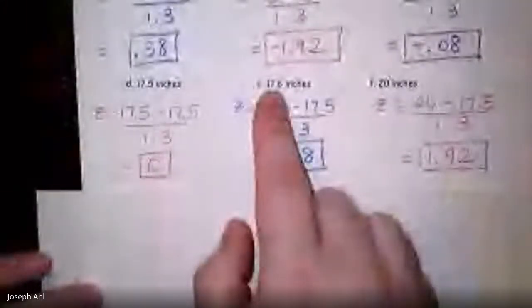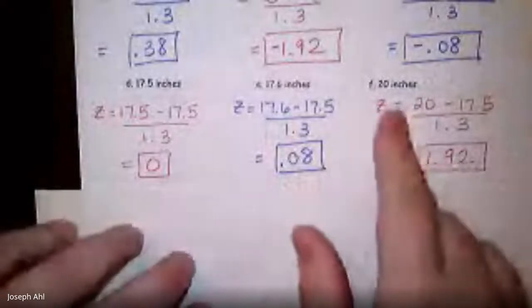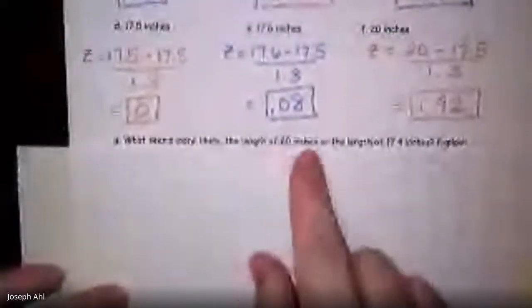Notice how when you're 1/10 of an inch bigger than the mean, the z-score sort of matches this negative z-score up here. And that makes sense because those are equally spaced around the mean, so you'll see that in any normal distribution. And finally, the last case, 20 inches, you get 1.92. So that 20 is the same distance away from 17.5 as the 15 inches was up here. Okay, so as a follow-up to that, what seems more likely to happen? A length of 20 inches or the length of 17.4 inches? So really just comparing these 2 cases over here.